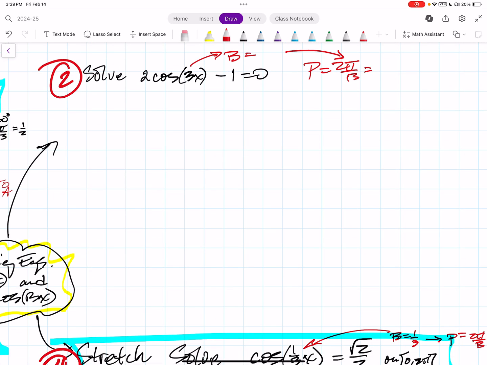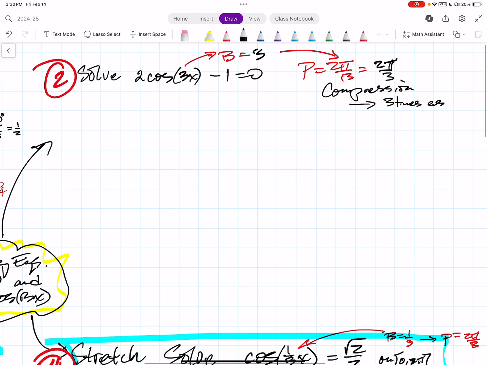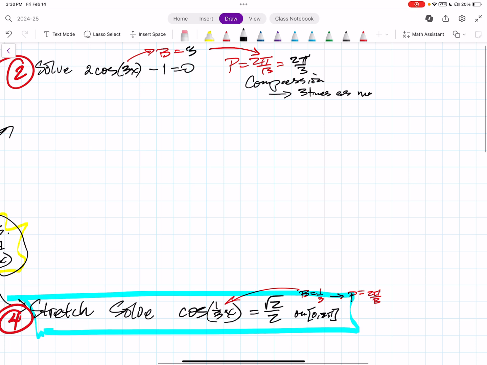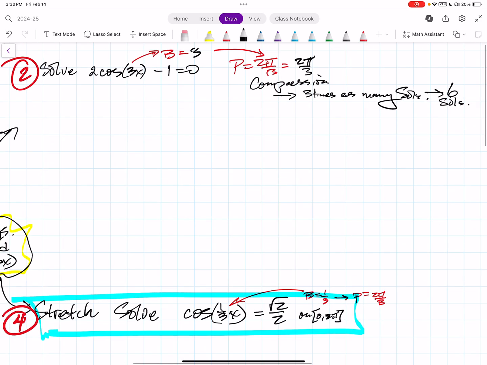Now when you change the period, you get a different number of solutions here. So b is 3 here, and when b is 3, you get 2 pi thirds, and this is a compression. And when you have a compression, you have more solutions. As you know, it's a compression, so we have 3 times as many solutions, so it's going to be 6 solutions. We're going to look for them. I've talked about that in class, and now let's do it.